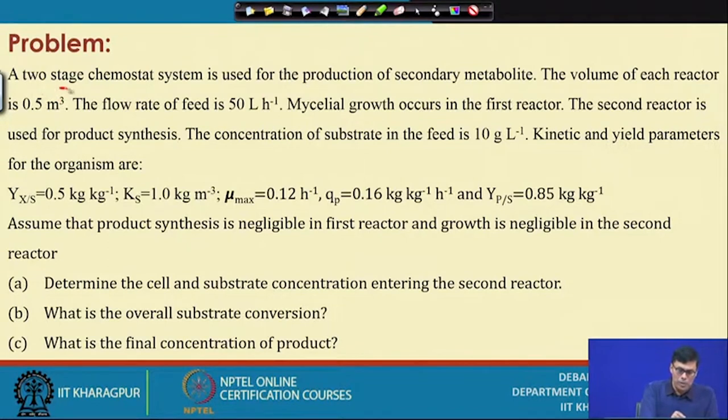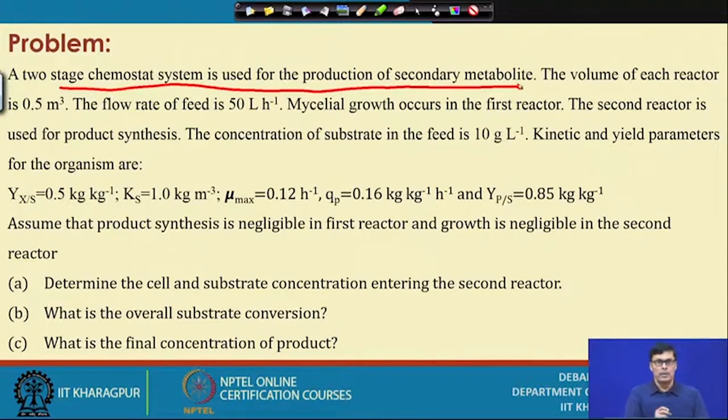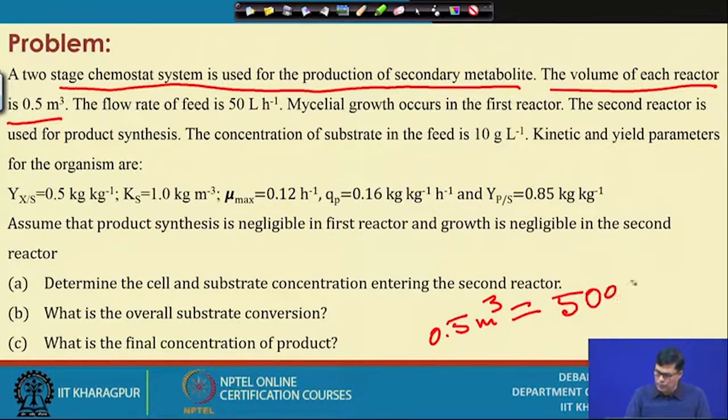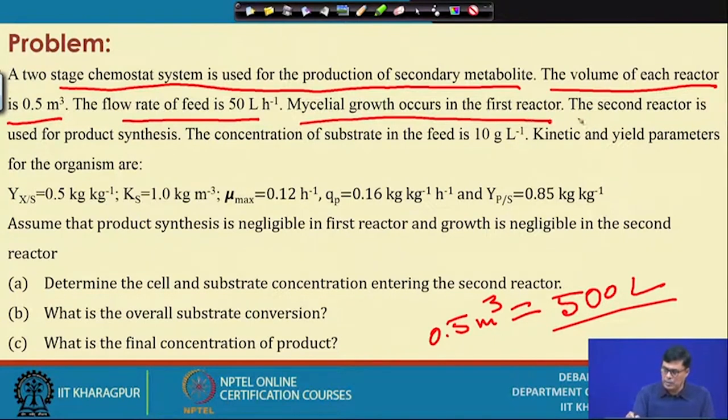Now, next problem. I hope this problem is a typical problem. A two-chemostat system is used for producing secondary metabolites. We know that most secondary metabolites form during the stationary phase. The volume of each reactor is 0.5 cubic meter. 0.5 cubic meter means how much? 1 cubic meter is 1000 liters, so 0.5 is 500 liters, am I right? The flow rate is 50 liters per hour. The mycelial growth occurs in the first reactor, and the second reactor is used for product synthesis.